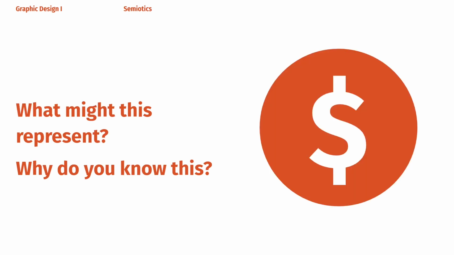So if I show you this sign and I ask you what it represents, you would know that this is the sign for money. And if I ask you how you know that, you would say, well, it's just always associated with money. But this sign actually doesn't appear on dollar bills. It's something that we learn through association.